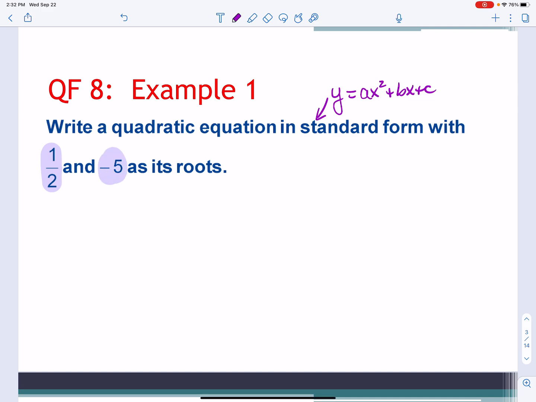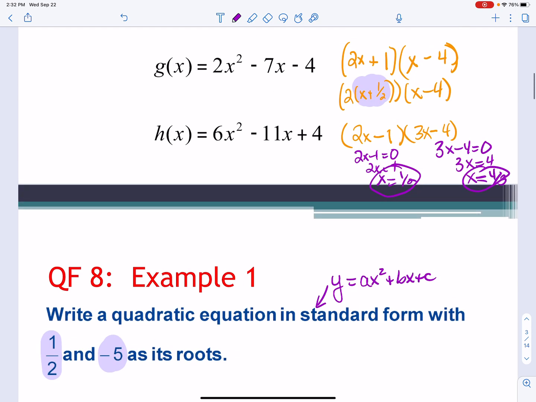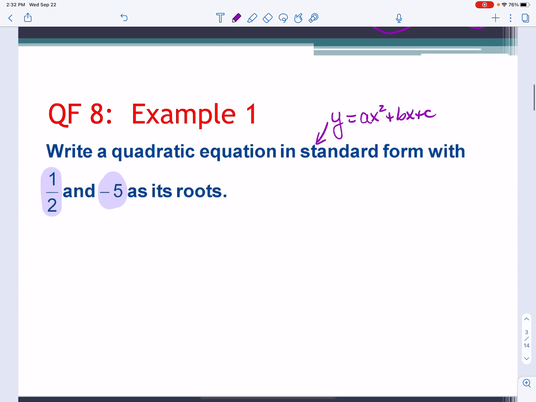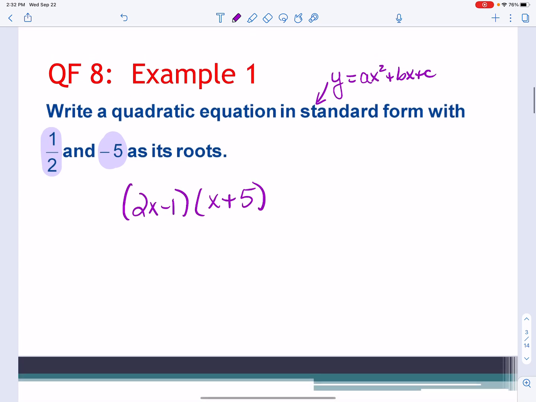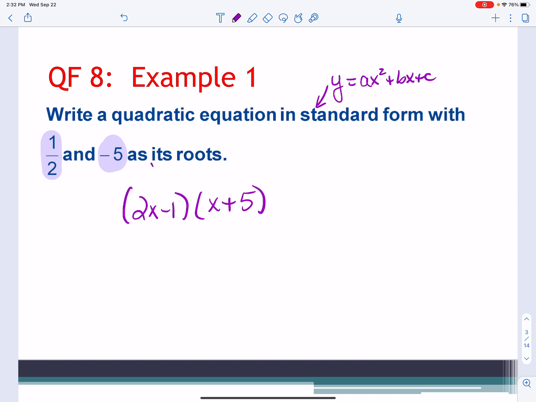We know that it hits at 1/2. Well, we just had one that hit at 1/2. It's right here. 2x minus 1 would make it hit at 1/2. And it hits at a -5, so it'd be x plus 5. So that is the equation. This is the equation in factored form.